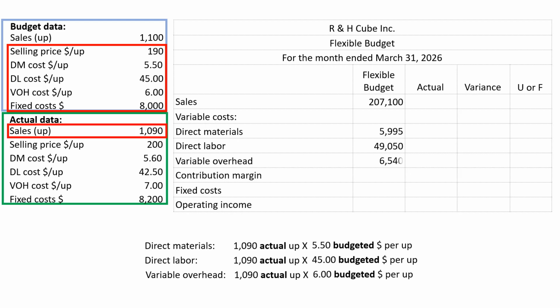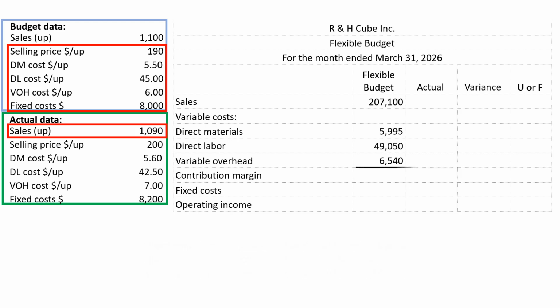When you calculate the contribution margin, remember that you're subtracting the variable costs from the sales amount. Our flexible budget contribution margin is $145,515. Since fixed costs are not affected by the number of units sold, and we were given a budgeted dollar amount, we just pop in the $8,000. Then we subtract to get flexible budget operating income of $137,515.